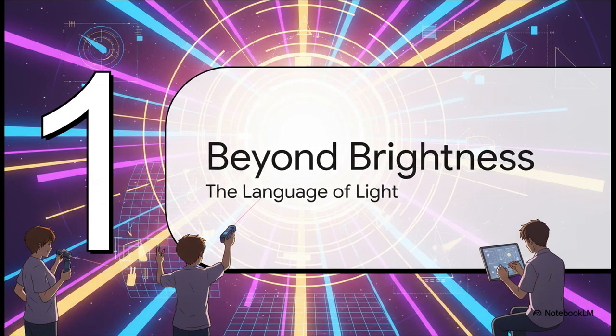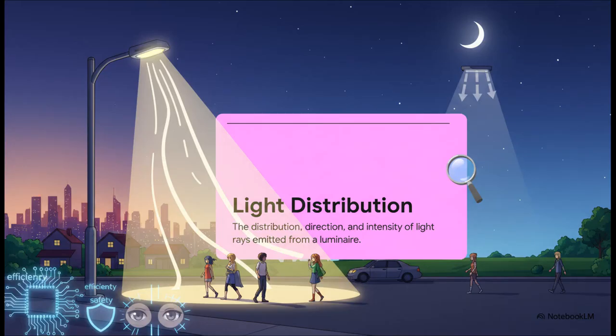To really get a handle on lighting design, you've got to speak the language. And that conversation always starts with distribution. So what is light distribution, really? Well, put simply, it's the shape, or the pattern, of light that a fixture, or a luminaire, as we call it in the industry, casts on the ground. And let me tell you, getting this right is everything. It's the key to efficiency, to safety, to visual comfort, and even to cutting down on that annoying light pollution, that glow you see over cities.